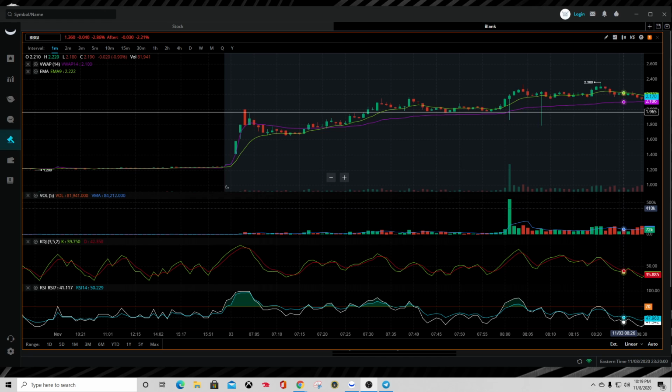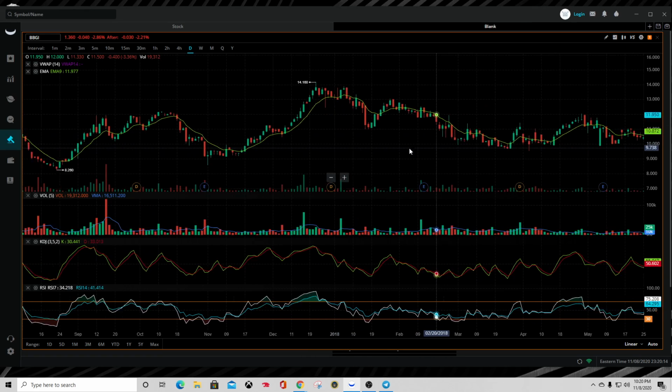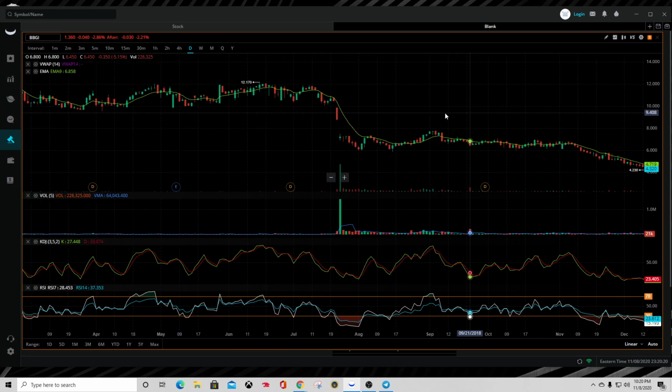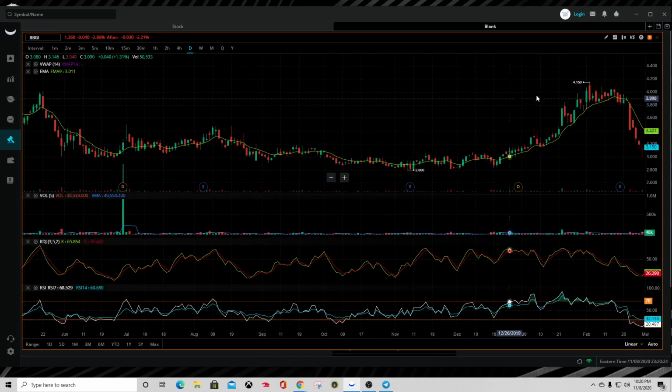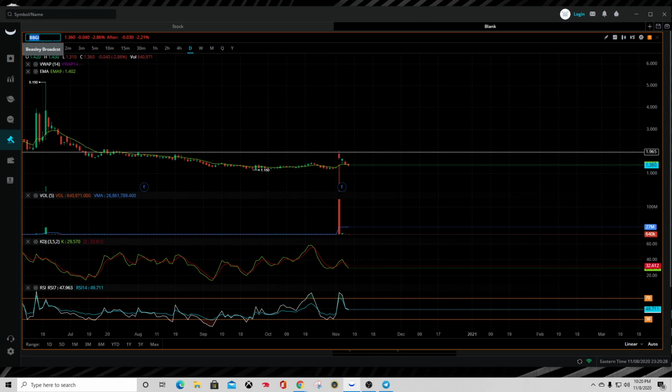EMAs tend to react faster than simple moving averages. I do not use simple moving averages in the intraday charts, only on the daily chart. Let's go to the daily chart. Now here, I will use the simple moving averages, and I also use the 9 EMA, which is the trend line for my daily chart. But let's look at MOGO.